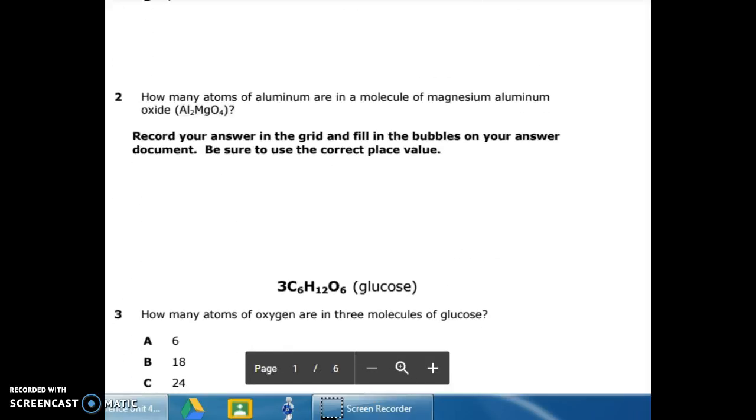Question 2. How many atoms of aluminum are there in a molecule of magnesium aluminum oxide? The chemical formula for that is Al2MgO4. So you're counting aluminum atoms.